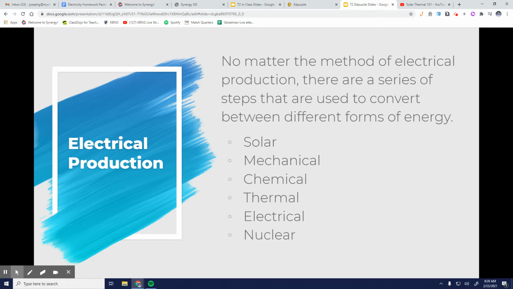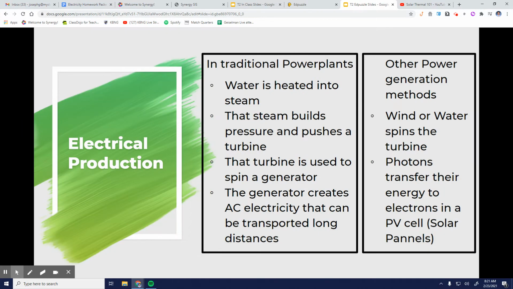The food that we eat has stored chemical energy in it, and as we move around, we are converting that chemical energy into mechanical energy or movement energy. We convert a lot of our chemical energy that we eat into thermal energy as we keep our body temperatures up. And that's how electrical production actually works. It's a step-by-step process of converting different types of energy.